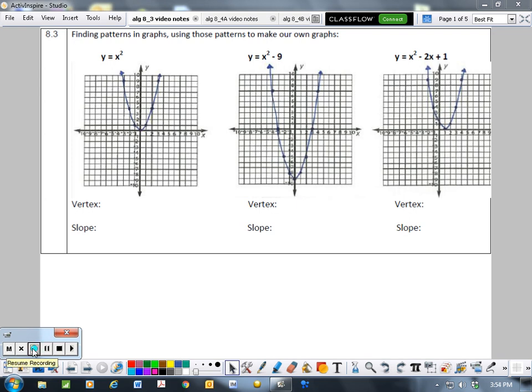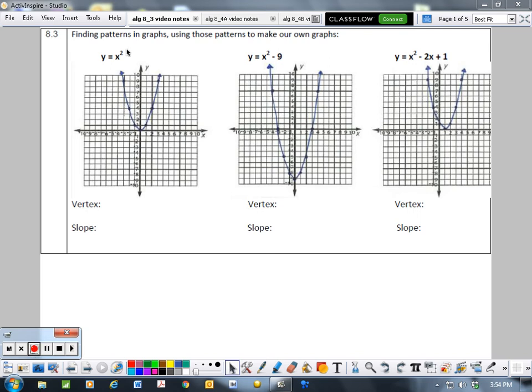Okay, so far we've talked about parts of graphs. We've talked about how to calculate the vertex algebraically. And now we're going to talk about graphing. But before we graph, we're going to really take a close look at some graphs, so that way we can figure out what the relationship is to the graphs and what we're trying to do.